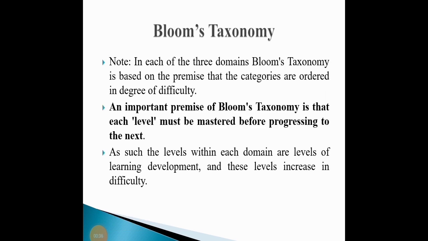Note, in each of the 3 domains, Bloom's taxonomy is based on the premise that the categories are ordered in degree of difficulty. An important premise of Bloom's taxonomy is that each level must be mastered before progressing to the next. As such, the levels within each domain are levels of learning development, and these levels increase in difficulty.